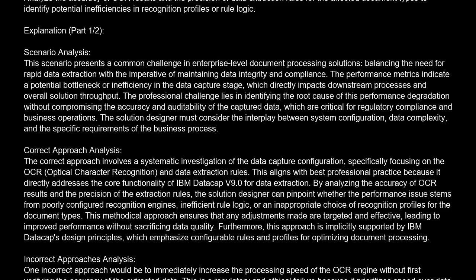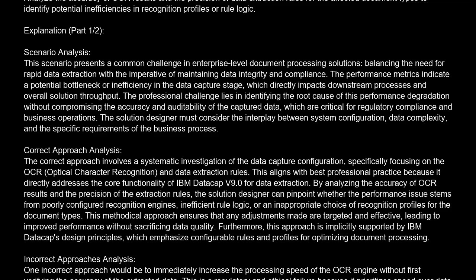Explanation. Scenario analysis. This scenario presents a common challenge in enterprise-level document processing solutions, balancing the need for rapid data extraction with the imperative of maintaining data integrity and compliance. The performance metrics indicate a potential bottleneck or inefficiency in the data capture stage, which directly impacts downstream processes and overall solution throughput. The professional challenge lies in identifying the root cause of this performance degradation without compromising the accuracy and auditability of the captured data, which are critical for regulatory compliance and business operations.